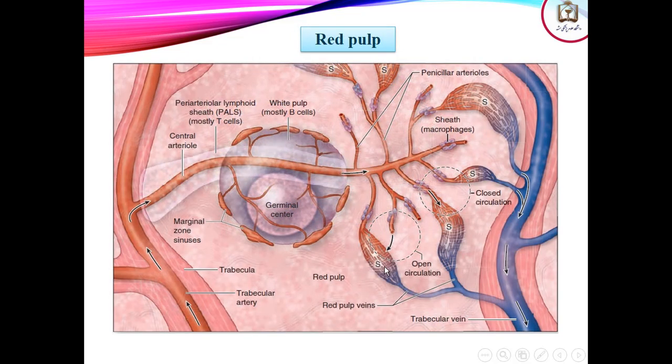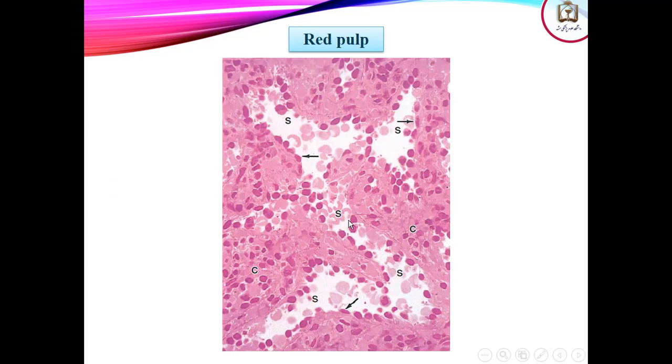In the red pulp, as I said, we've got the sinusoids and also the splenic cord. This part of the red pulp located between the sinusoids is the splenic cord or cord of Billroth. Here's the cord. Here you can see a sinusoid containing blood cells, and you can see several blood cells in the sinusoid. And here is the cord.